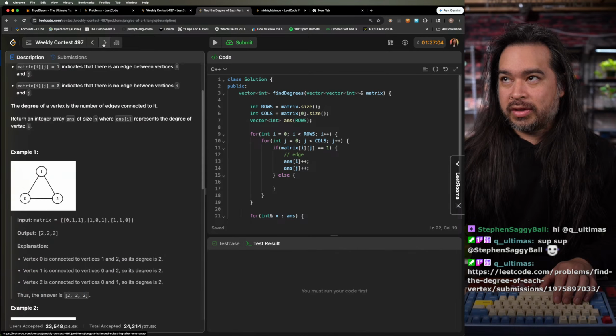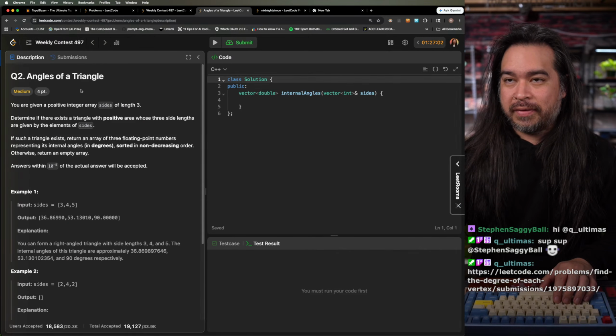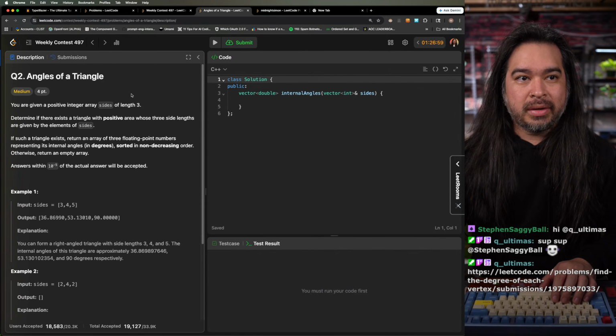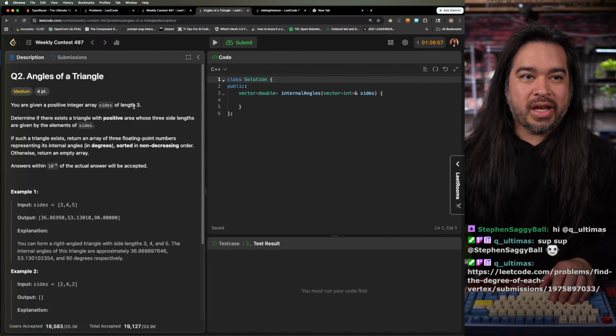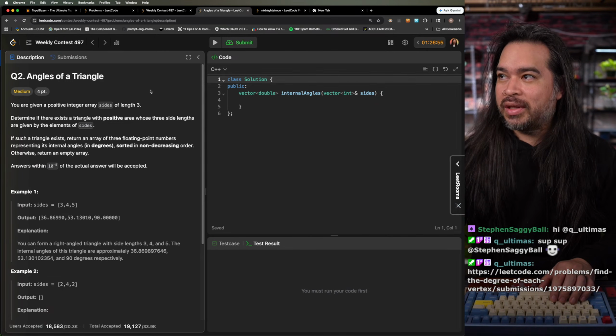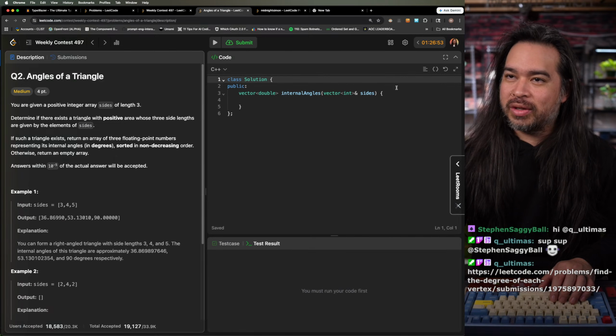Alright, next question. Angles of a triangle. This problem is like a sub 2-minute problem. Did I hit sub 2 minutes? I'm too slow, Q. 3 minutes.